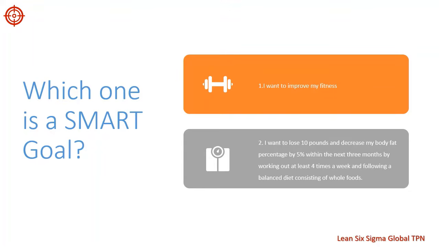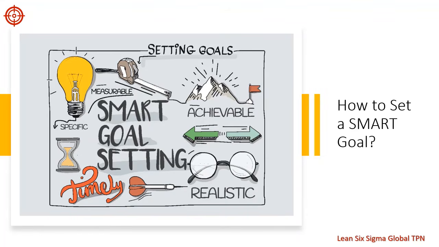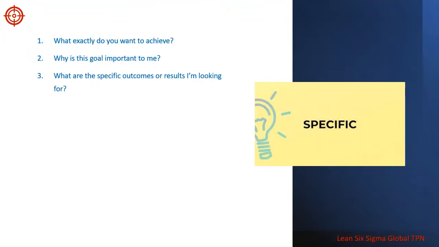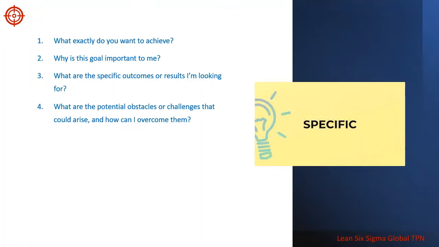Okay, so how to set a SMART goal? The goal first should be specific. To know if a goal is specific, you can ask yourself the following questions. What exactly do you want to achieve? Why is this goal important to me? What are the specific outcomes or results I am looking for? What are the potential obstacles or challenges that could arise and how can I overcome them? And who else is involved in this goal and what is their role?